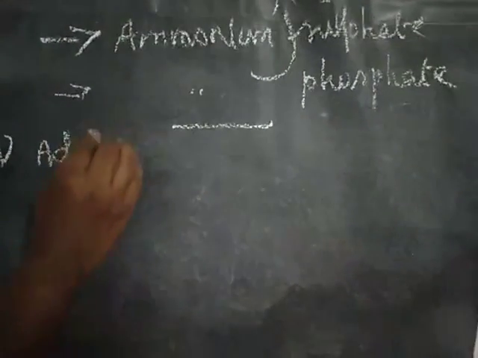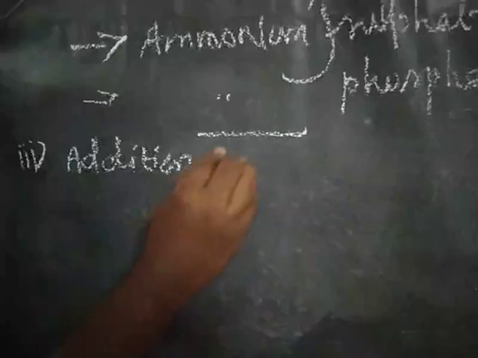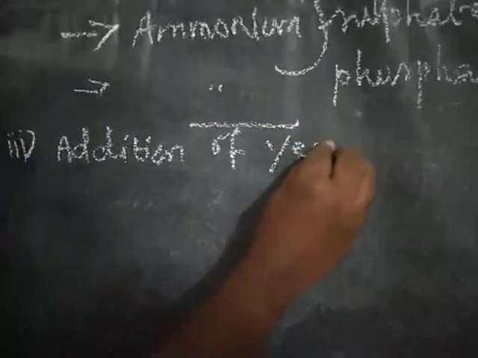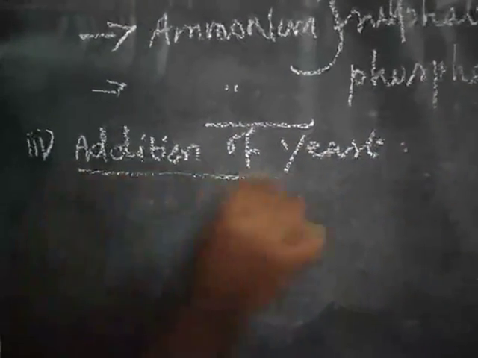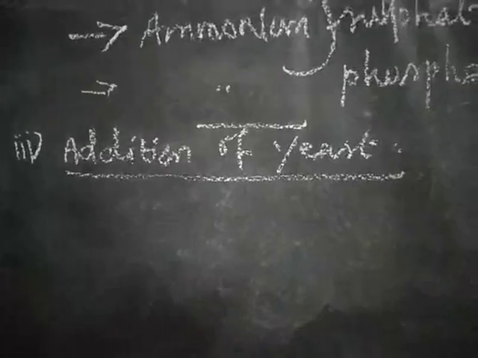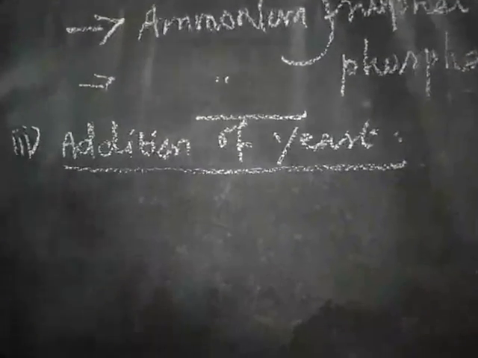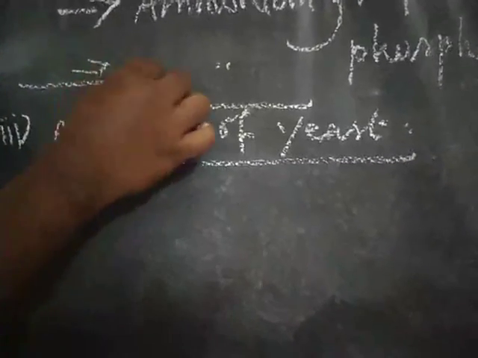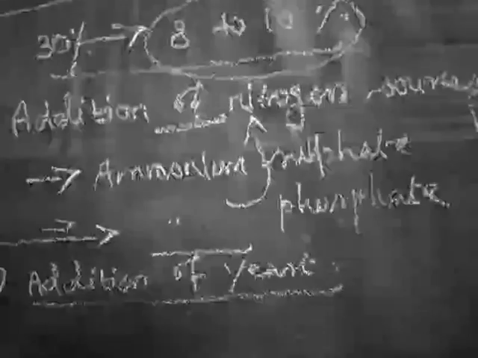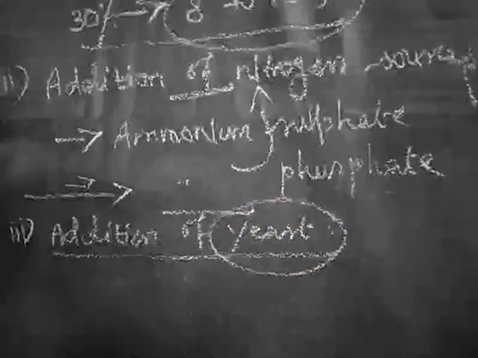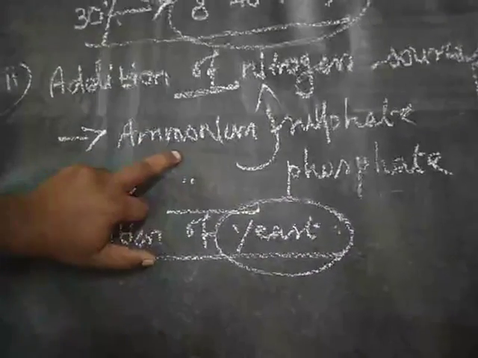The third process is addition of yeast. The solution obtained from the second stage after adding the nitrogen sources is the same 8 to 10% molasses. Next we have to add yeast to the second stage solution.